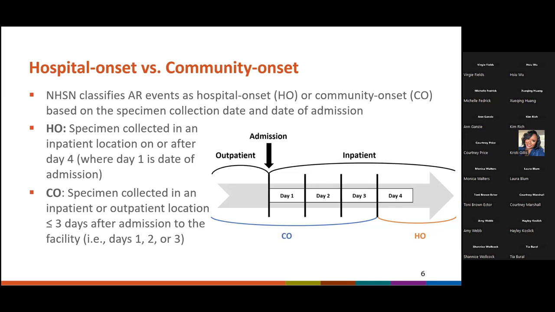NHSN classifies AR events as hospital onset or community onset based on the specimen collection date and date of admission. If a specimen was collected in an inpatient location on or after day 4, where day 1 is the date of admission, then NHSN will classify the AR event as hospital onset. If a specimen was collected in an inpatient or outpatient location on days 1, 2, or 3, then NHSN will classify the AR event as community onset.